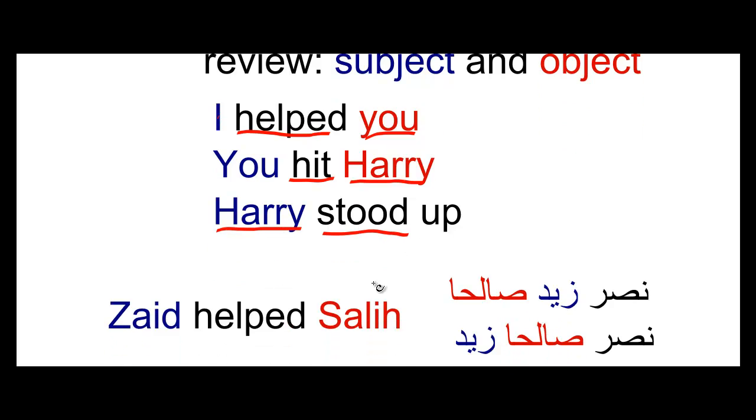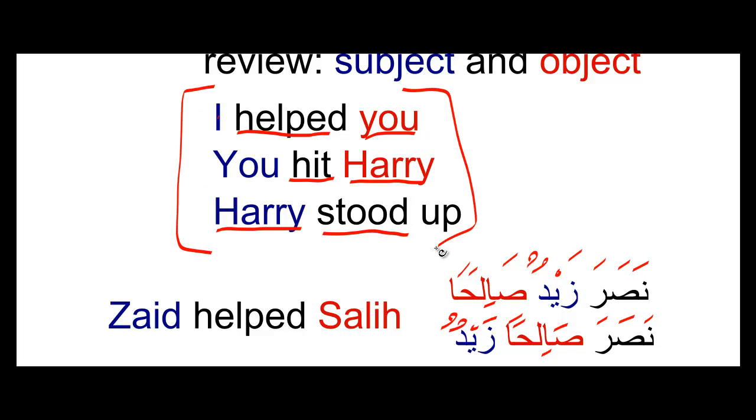Now let's look at 2 Arabic sentences. Here we have Nasara Zaydun Salihan, and here we have Nasara Salihan Zaydun. Now in English, how did we know which one was the object and which one was the subject? Well, mainly by the order of the words. Also by context, but mainly by the order of the words. Whereas in Arabic, the order of the words can be switched around.